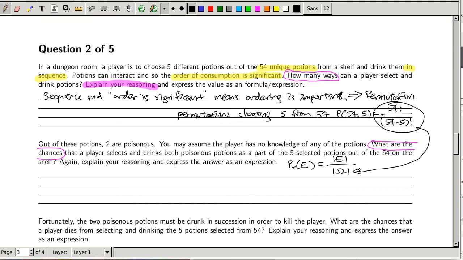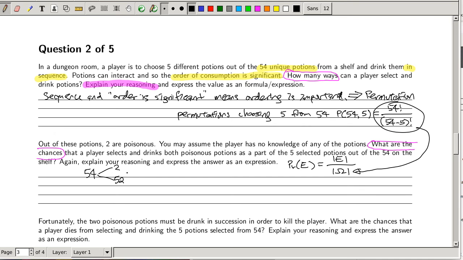The cardinality of E is basically saying that out of the 54 potions, 2 are poisonous. So we want to find out how many ways someone can choose the 2 potions that are poisonous and 3 of the ones that are non-poisonous. Now look at the 54 potions altogether: 2 are poisonous, and 52 are not poisonous.